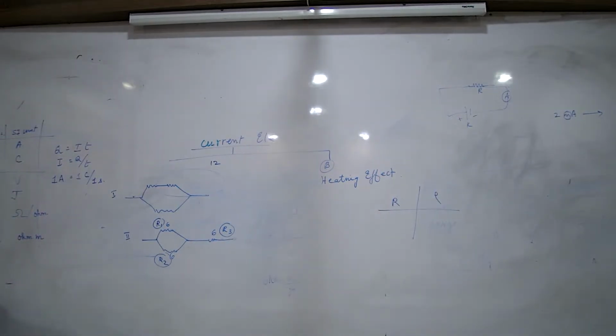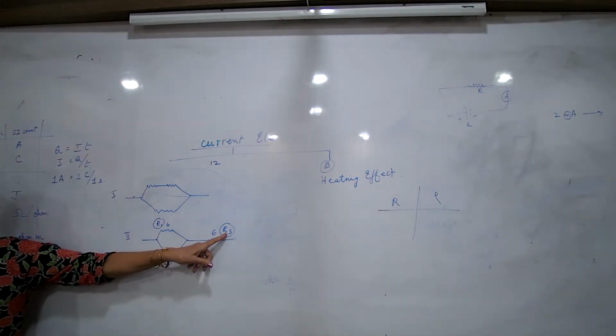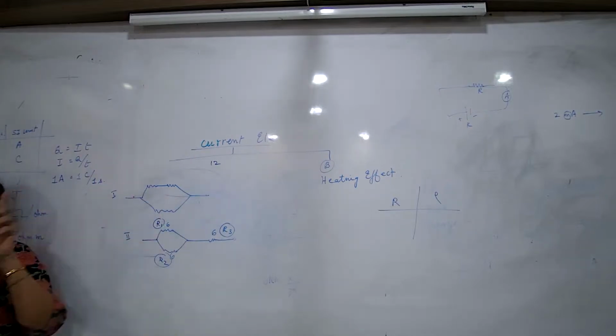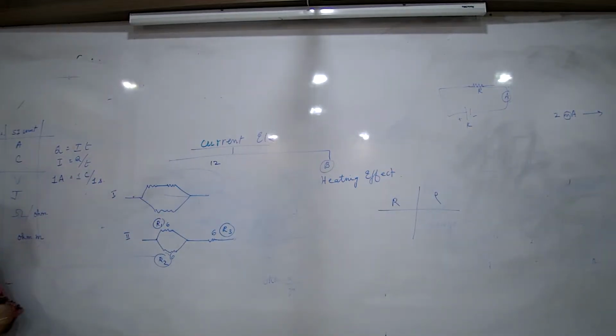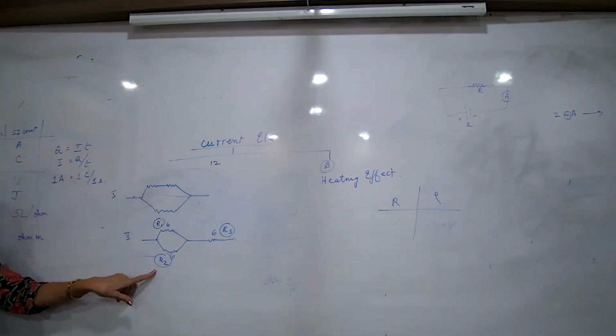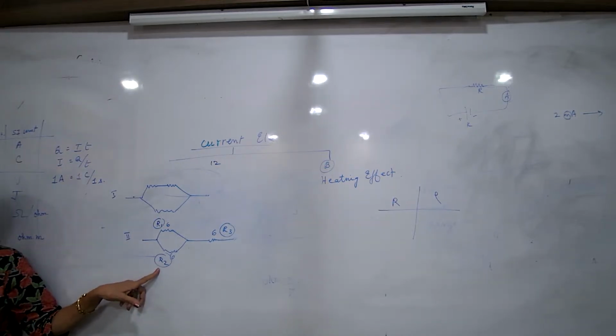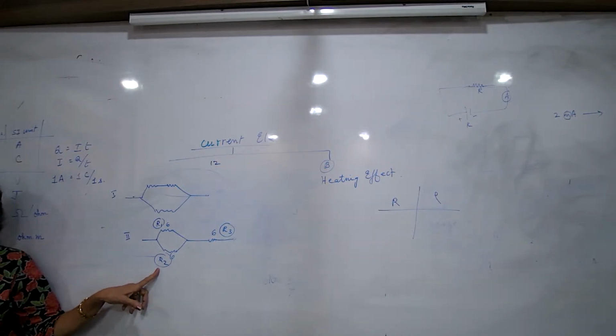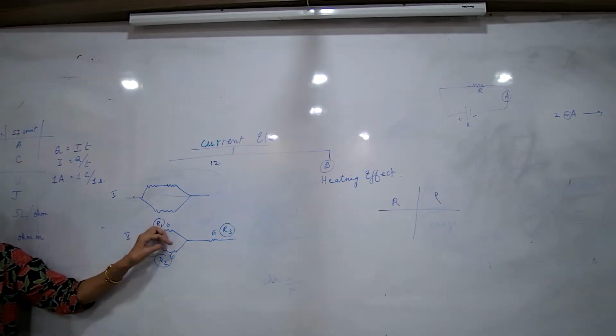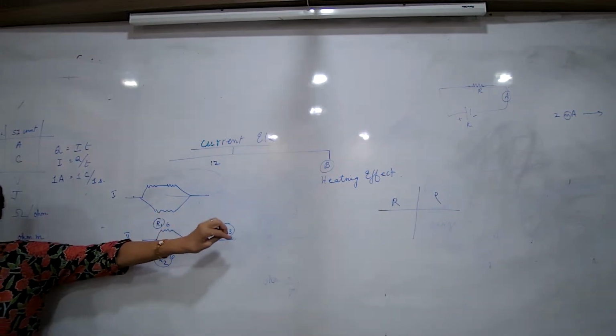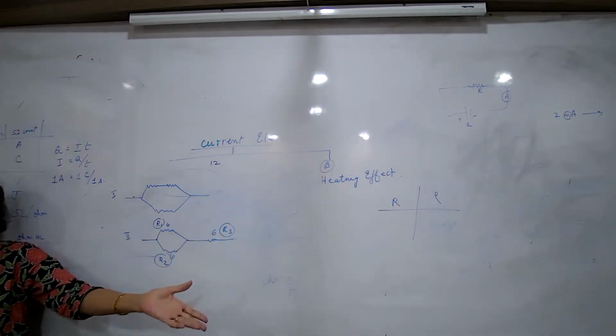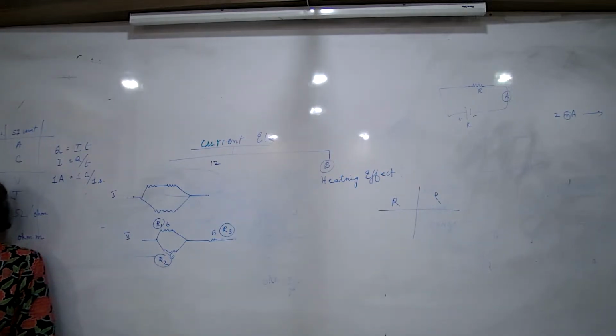Okay, can I add up R1 and R3? No. First, you should see which is in parallel. Which two are in parallel? R1 and R3. So 1 upon 6 plus 1 upon 6. How much will it be? 2 by 6 inverted to 6 upon 2, which is equal to 3. Now this value of 3 is in series with 6. So your answer is 9. Do you understand?